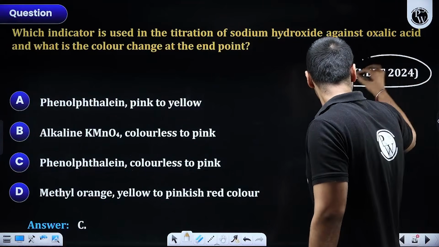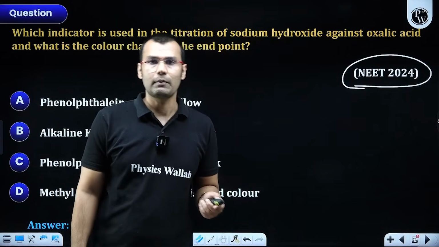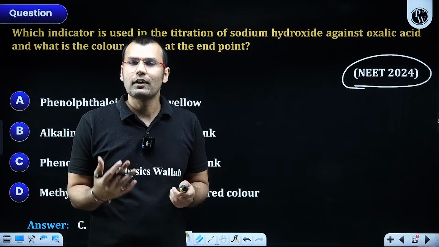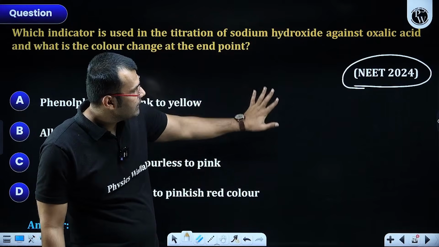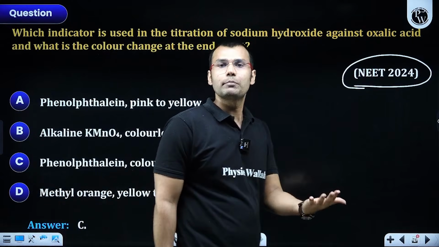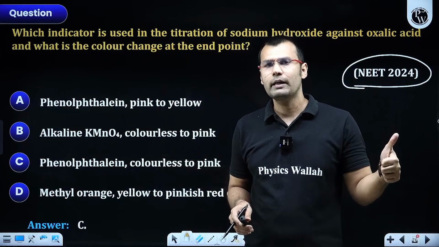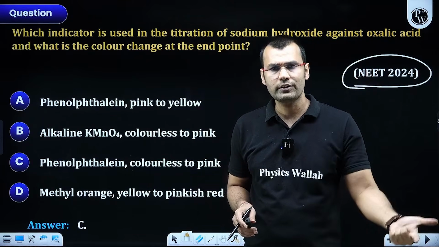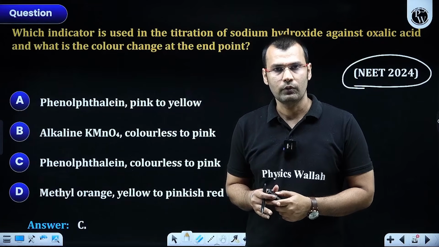And this question, students, from the indicator part, we got in the NEET 2024 examination. Sometimes many students study the indicator part in the mole concept chapter itself. So anywhere you can do it. Indicator you can study in mole concept, indicator you can study in the redox chapter also, or indicator you can do in the ionic equilibrium chapter also, right?